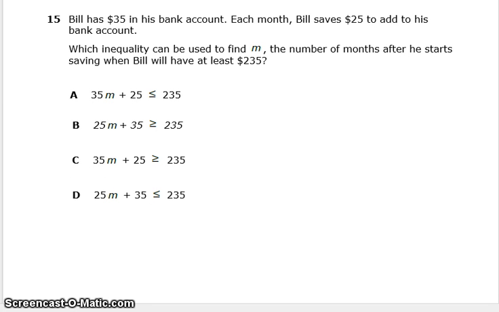Question 15. Bill has $35 in his bank account. Each month, Bill saves $25 to add to his bank account. Which inequality can be used to find m, which is the number of months after he starts saving, when Bill will have at least $235?